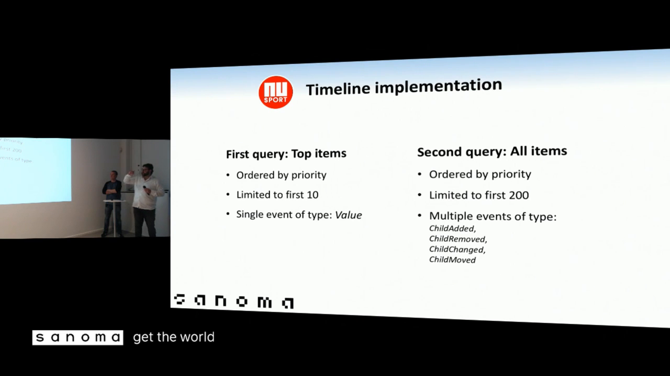The numbers, like limited to first and limited to first 200, are a remote configuration. So also Firebase, and we come to that in the next sheets, has the possibility to have remote config to manage that. We were not sure if 200 was enough or was like too much. So we made that a remote config, and we come to that in a second.